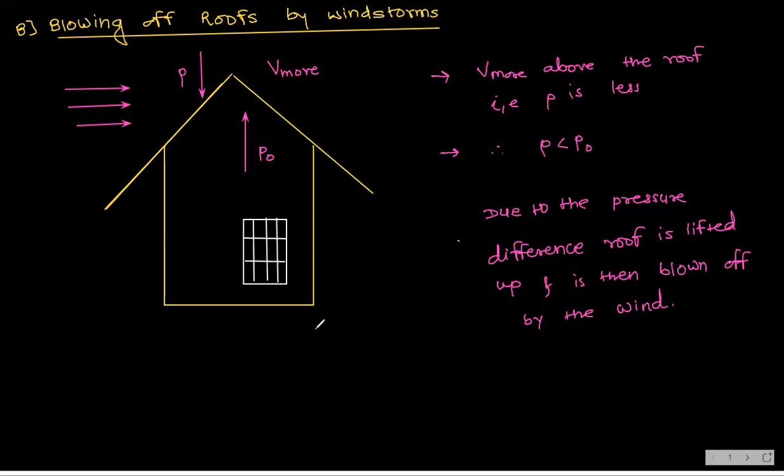Okay, understood? So above you have more velocity, that's why less pressure. Inside the house you have more pressure, and that's why due to this pressure difference, the roof is lifted up and is then blown off by the wind. So note down fast, or else will you note down later? Anyhow, I'm going to upload. Okay, let's move ahead.